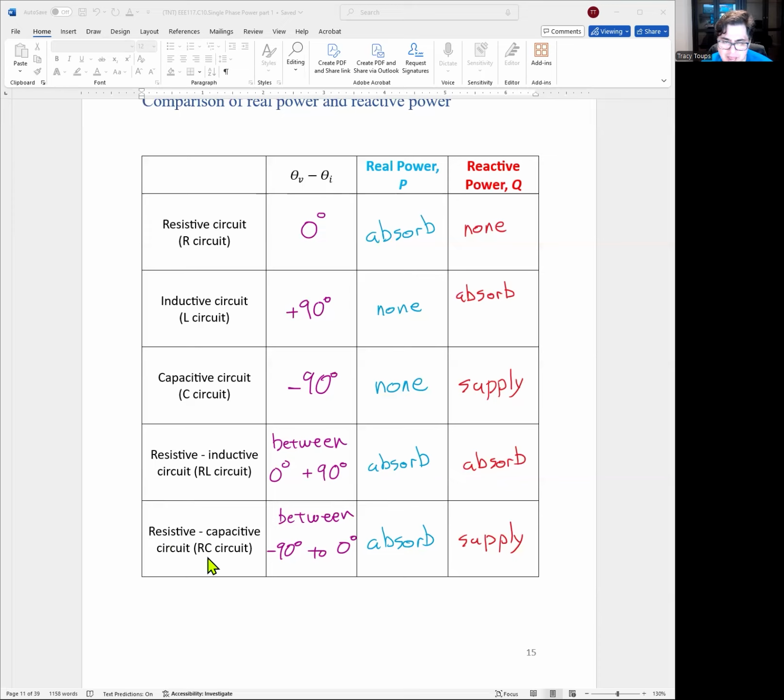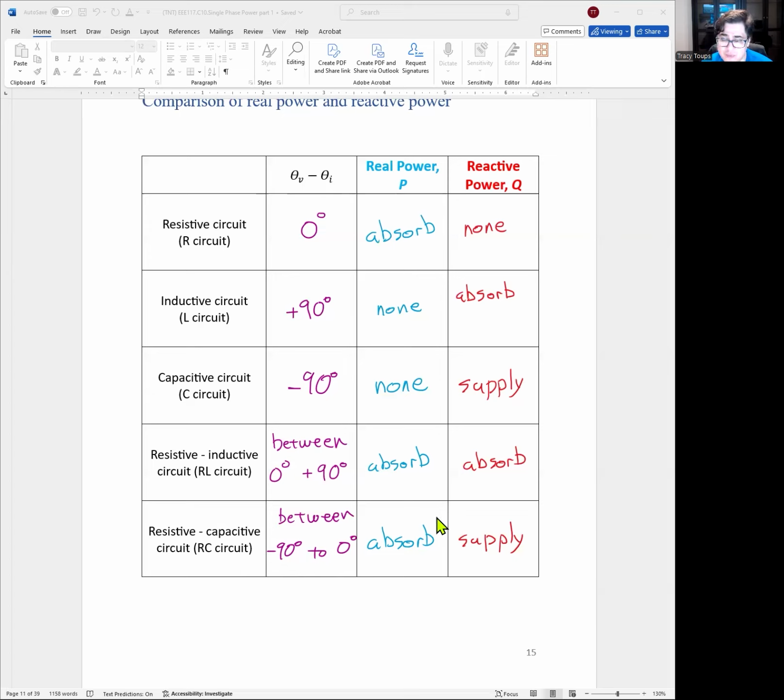If you have a resistive capacitive circuit, an RC circuit, this is a bit more rare in the power system, but we do have them. The phase difference between the voltage and the current is going to be negative 90 degrees to 0 degrees. Okay. Again, if it's more resistive, it's going to be closer to 0 degrees, like negative 10 or negative 20 degrees. If the impedance is mostly capacitive, so you have a big negative j impedance, your phase shift will be closer to negative 90 degrees, like negative 70 or negative 80 degrees.